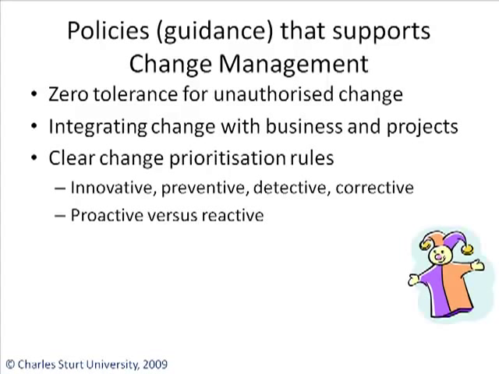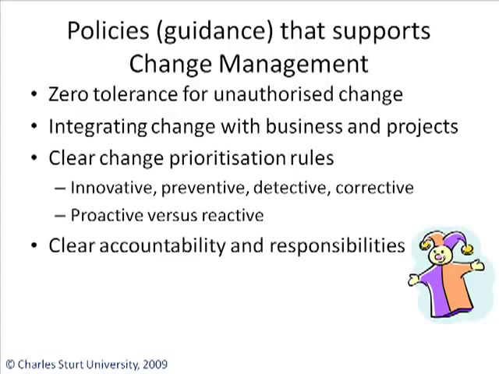We want clear change prioritization and categorization rules, because there are different types of changes out there. For example, innovative, preventative, detective, corrective, proactive, reactive, lots of different types of changes. Horses for courses, we need to align our change management process with those different types of changes. We want clear accountability and responsibilities. So if someone says, sorry, this change doesn't need to be tested, well, sign your life away. Because if something goes wrong, we can trace you back. So it's about putting clear accountability and responsibilities in place with anyone making decisions and anyone actually performing the work.